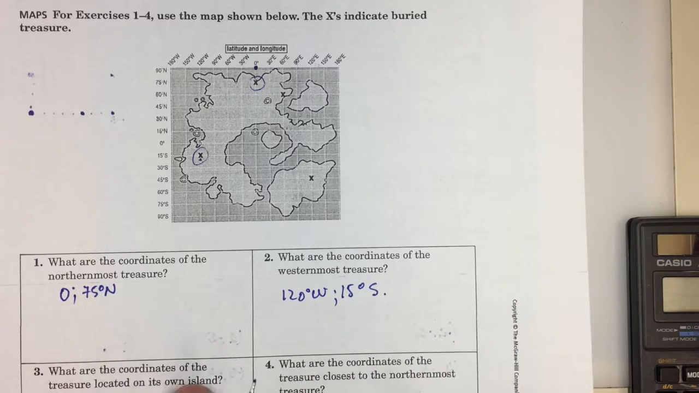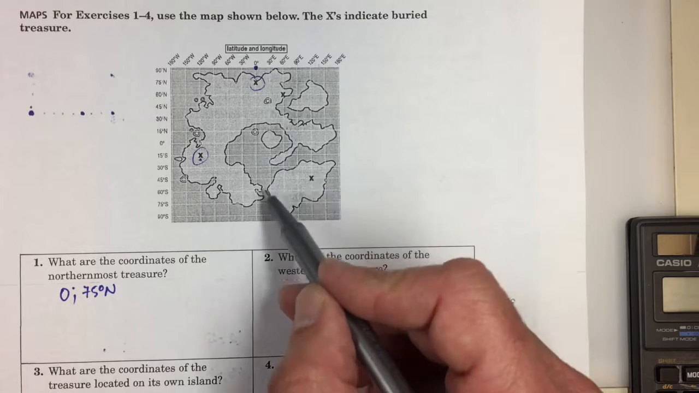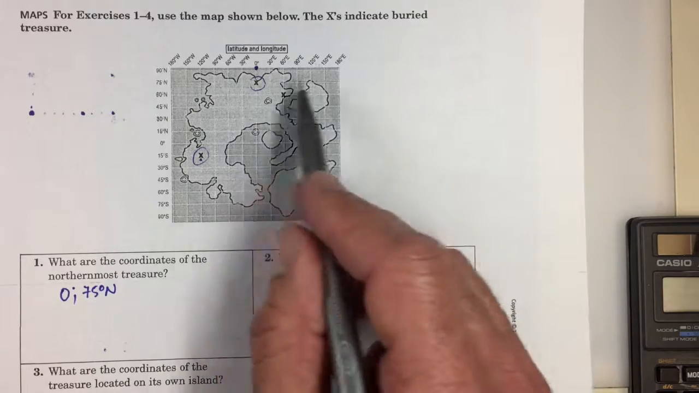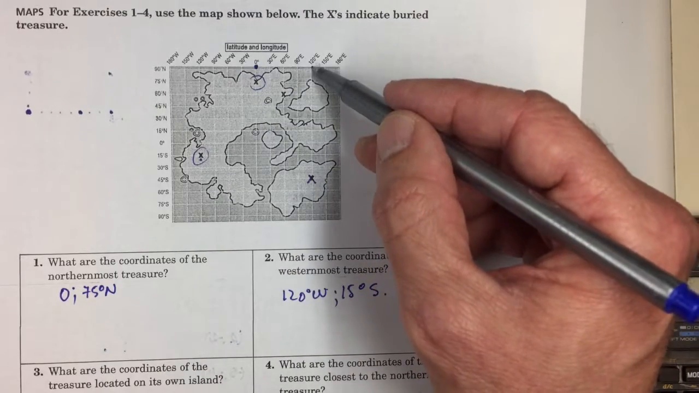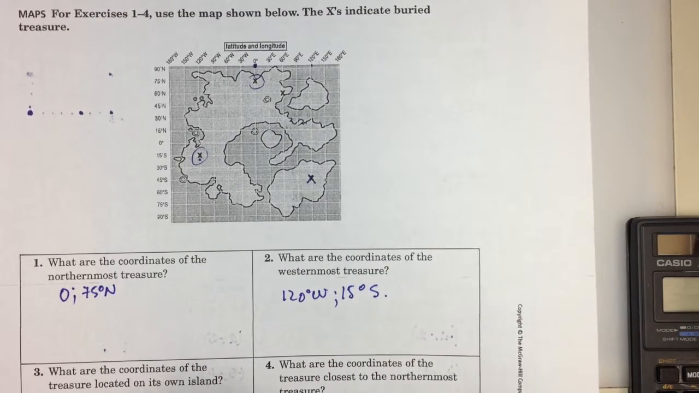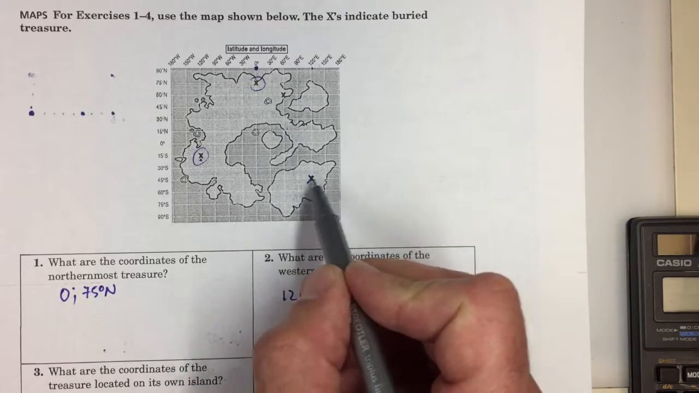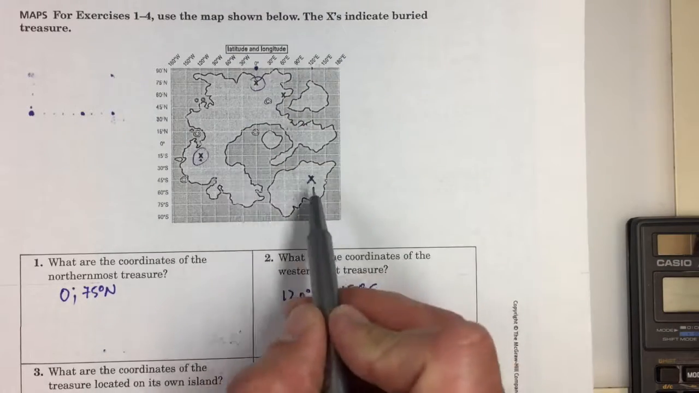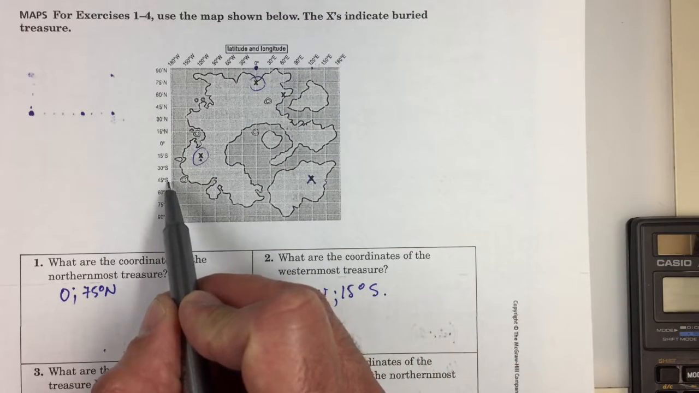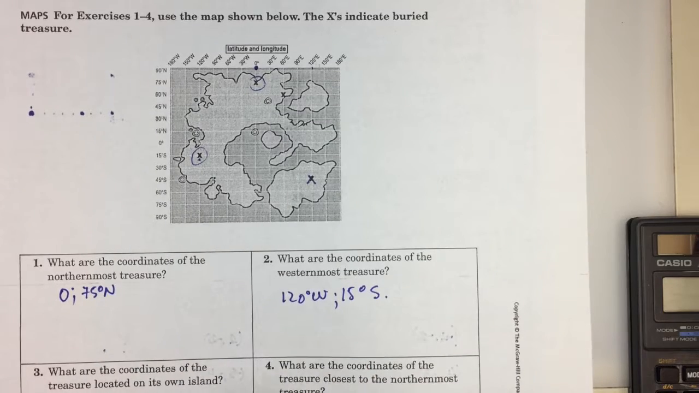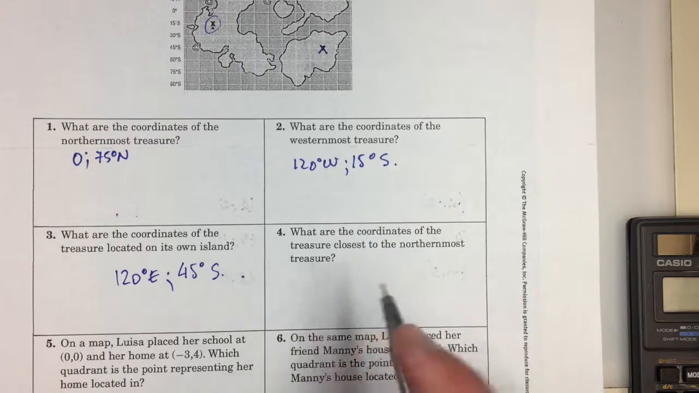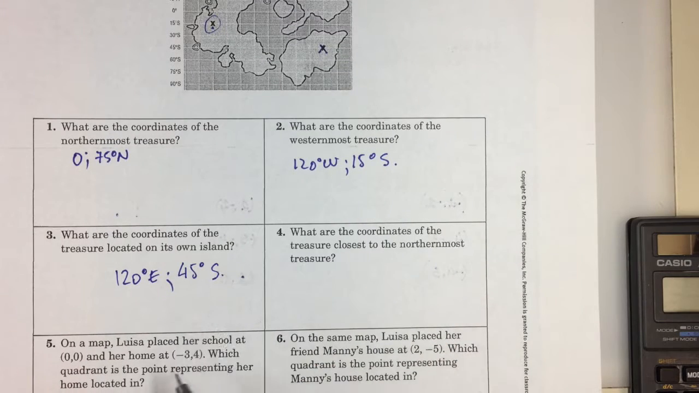Number 3, what are the coordinates of the treasure located on its own island? Okay, this is the island, so this is going to be the treasure. Let's see what the coordinates are. The horizontal one is going to be this one, 120 degrees east, and the vertical is going to be this distance here that equals this distance here. If you go to the left, you are going to see 45 degrees south. Now, it's very easy. And you're going to do number 4, 5, and 6.